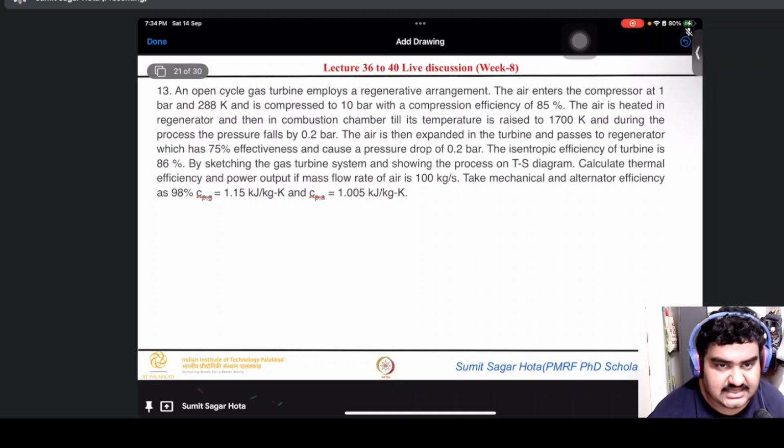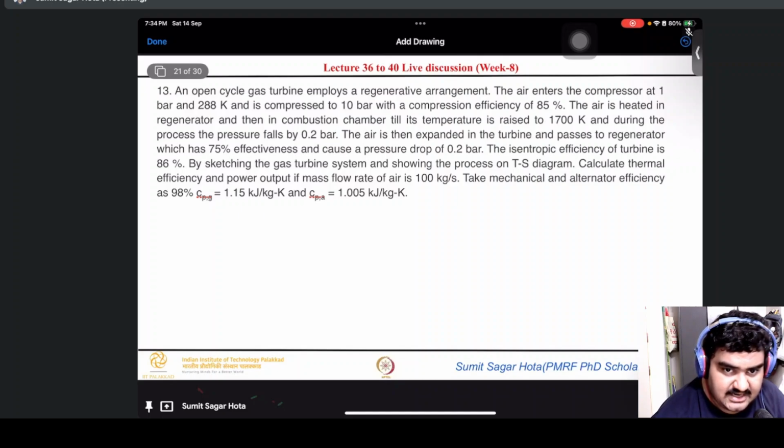An open cycle gas turbine employs a regenerative arrangement. The air enters the compressor at 1 bar and 288 Kelvin and is compressed to 10 bar with a compression efficiency of 85%. The air is heated in the regenerator and then in the combustion chamber till its temperature is raised to 1700 Kelvin, and during the process the pressure falls by 0.2 bar.